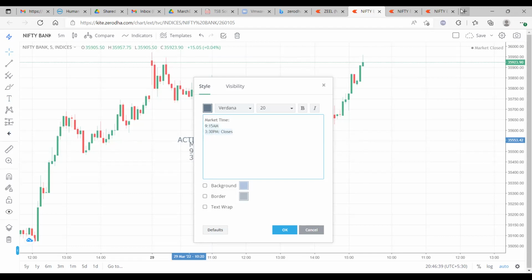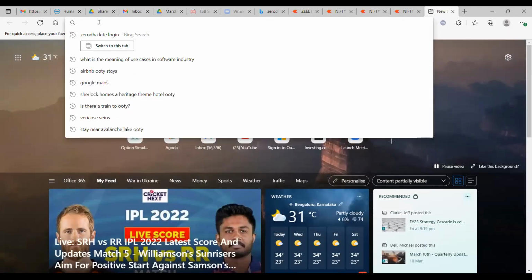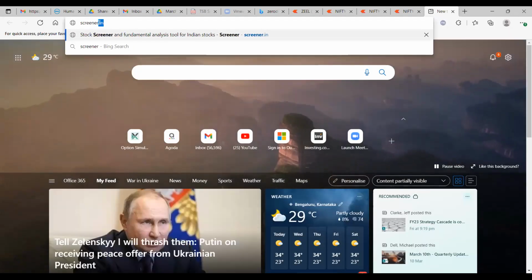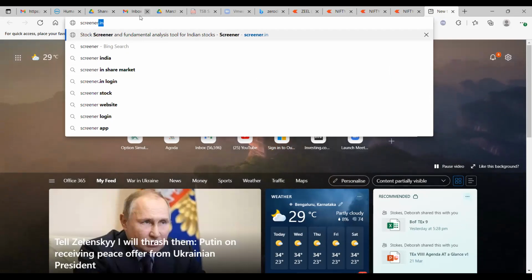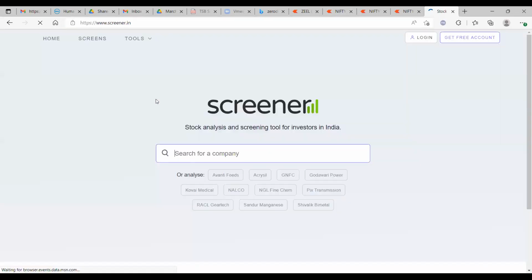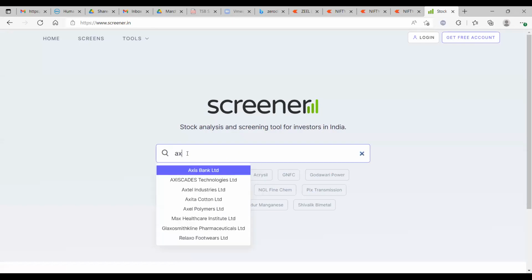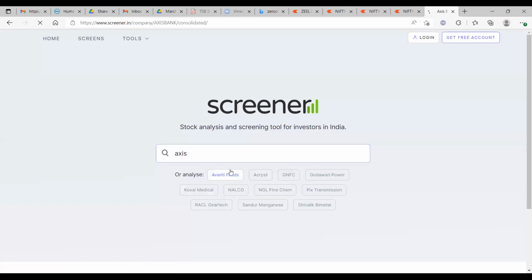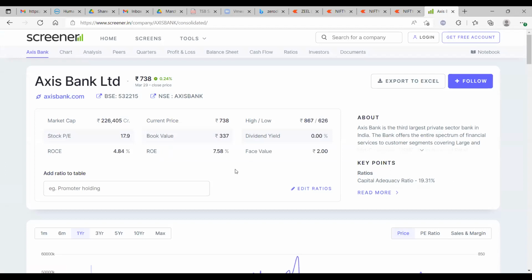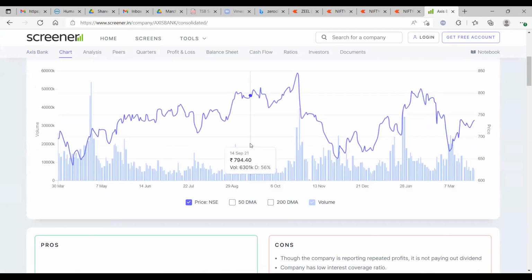Okay. Say, for example, last time I think I tried screener.in, it didn't work. Let's see now. Okay, now it is open. Say, for example, let me go to Axis Bank, in any stock. So you get everything which is required for the Axis Bank. Whatever is there related to Axis Bank, you will see. What is the market cap? What is the dividend? Everything.